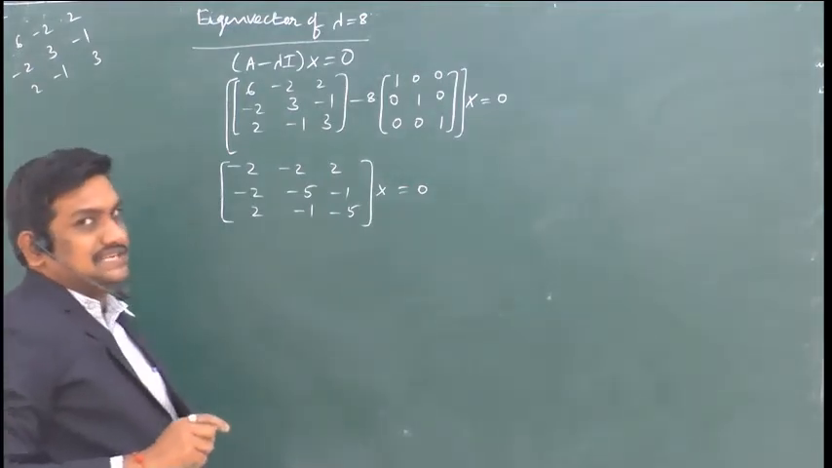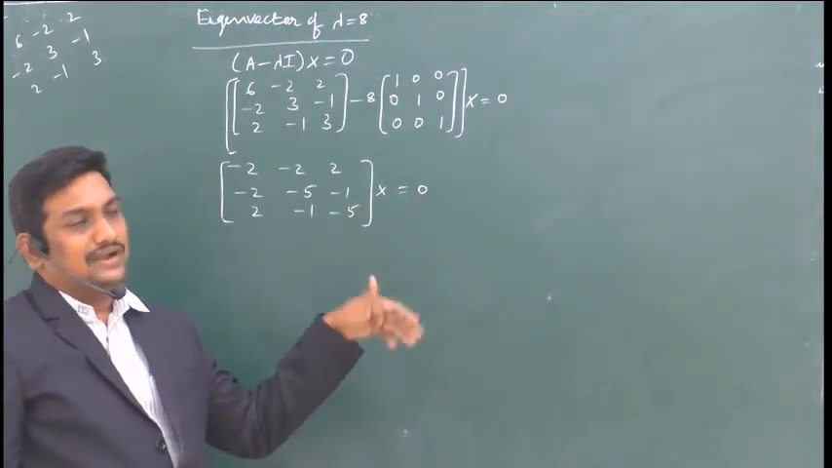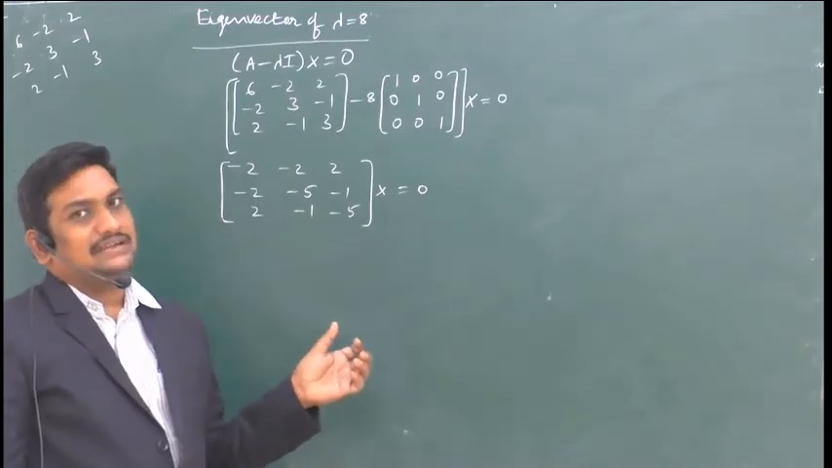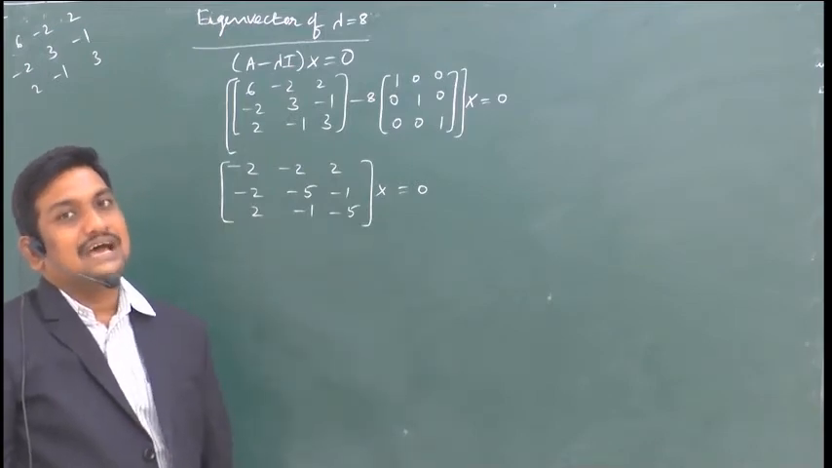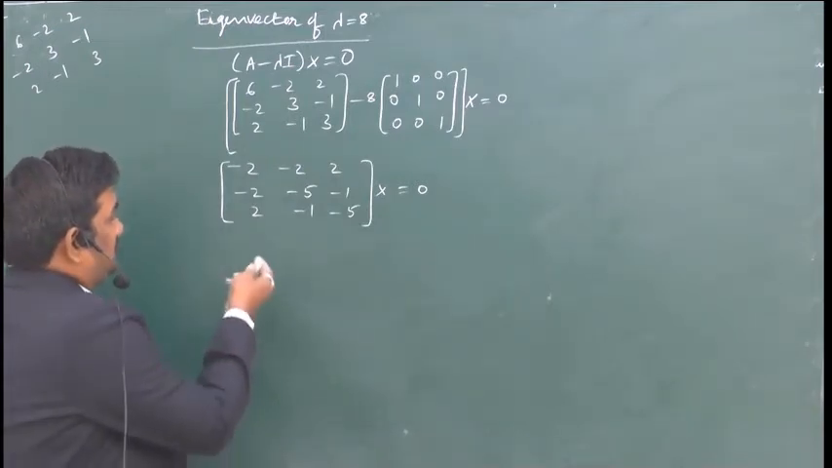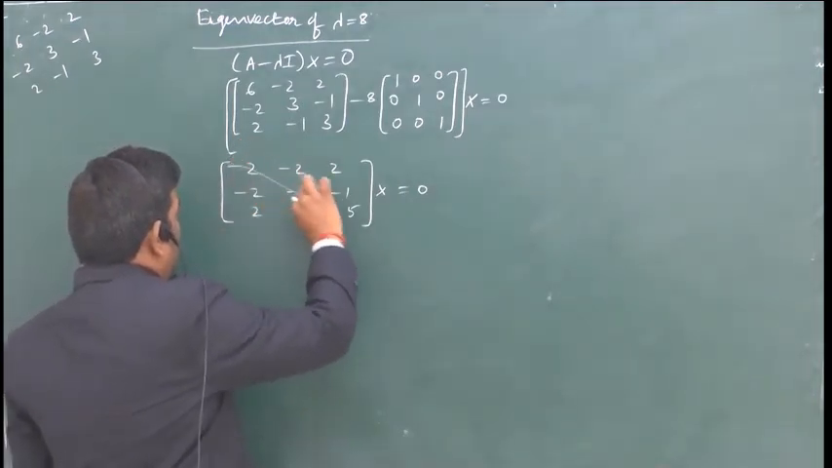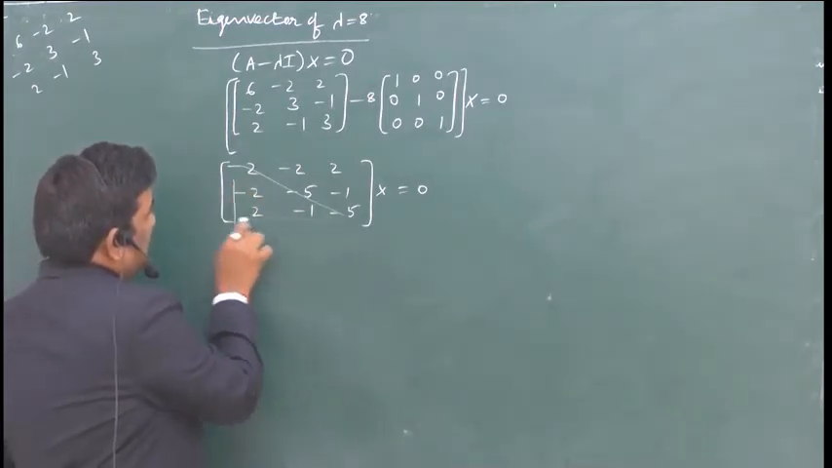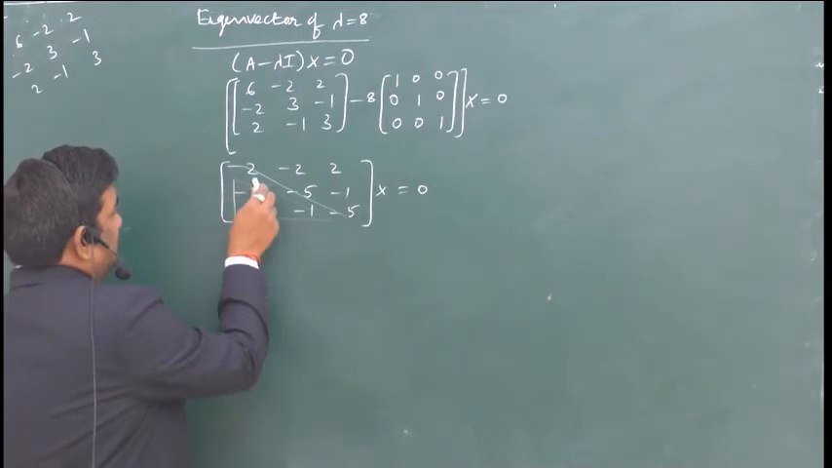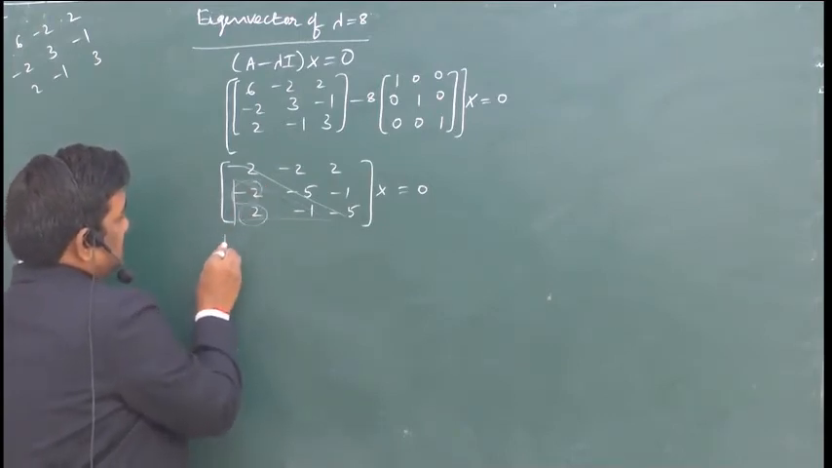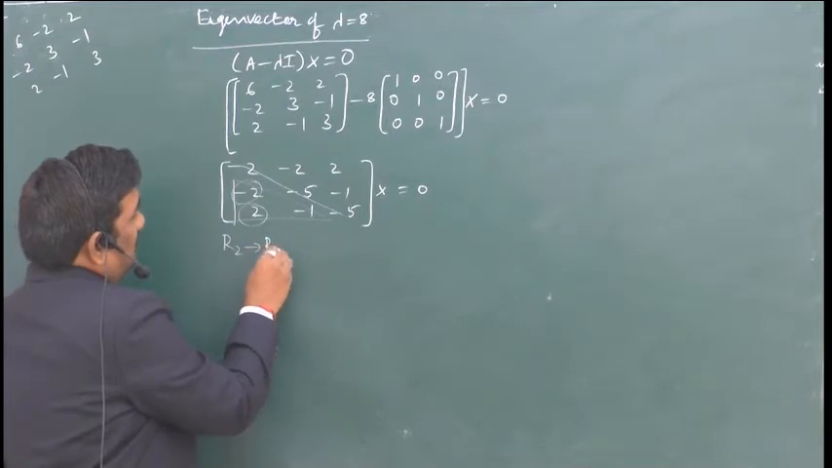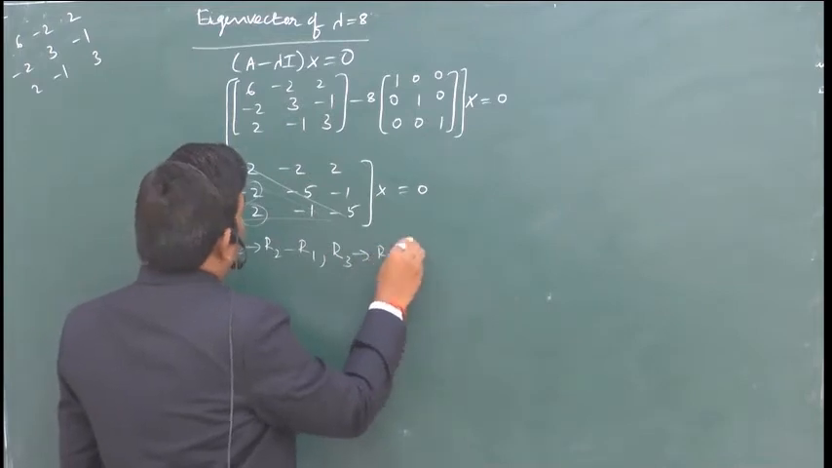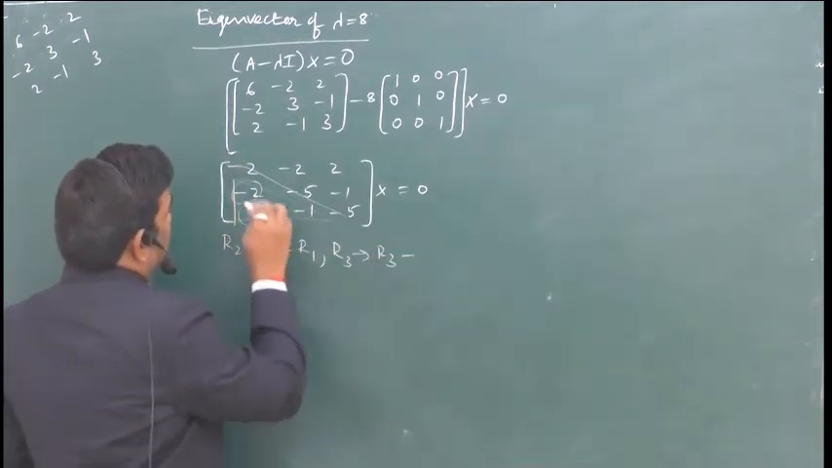Till this step there are two approaches for finding the eigenvector. This step is common for both approaches. Let us find the eigenvector in the general method, that is using the echelon form method. You need to identify the principal diagonal and make the elements below the principal diagonal zeros. Let us make these two elements 0. For minus 2, the operation is R2 minus R1. For 2, the operation is R3 minus R1.